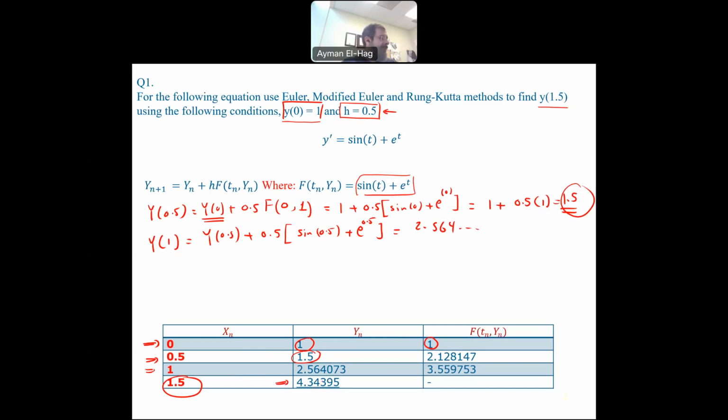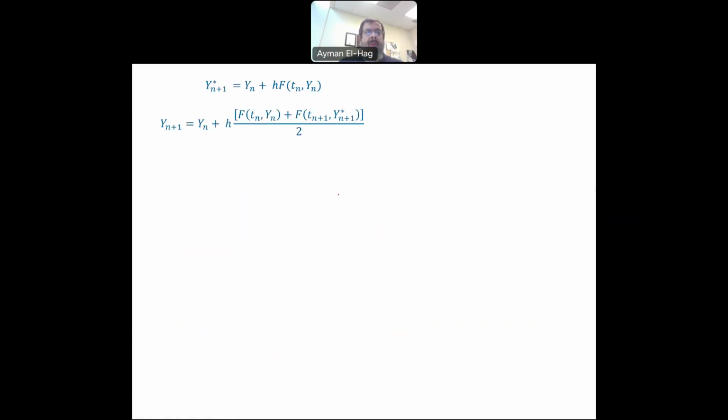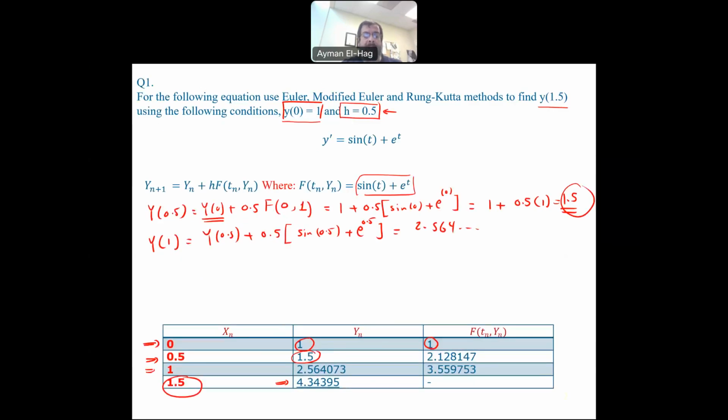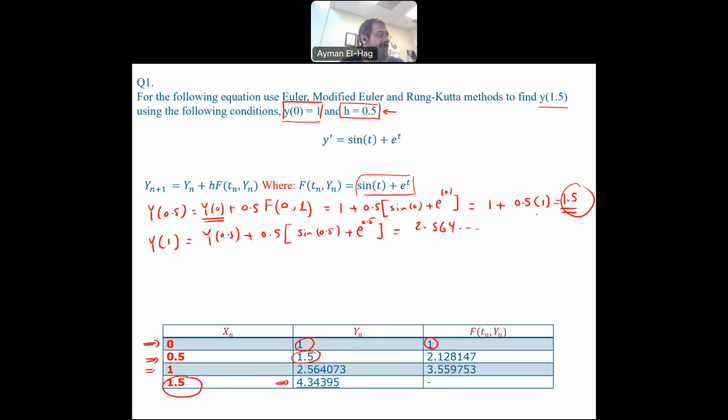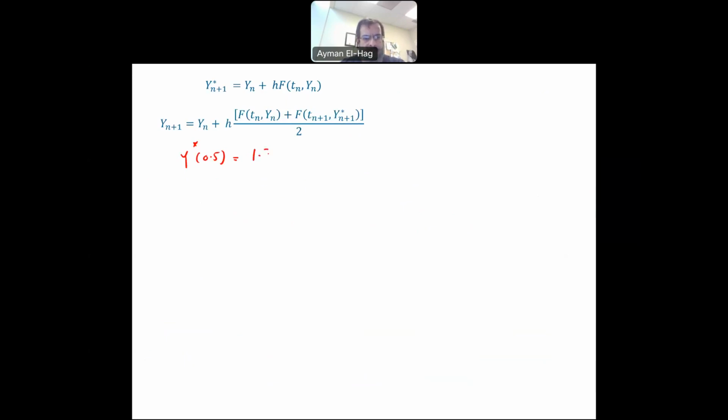So that is the Euler method. Now let's move on to the modified Euler method, which is basically a modified version of the Euler method. Here we will have y star as an intermediate step, and y star is basically the output of the Euler method. So the y star at 0.5 will be equal to exactly this value, 1.5.